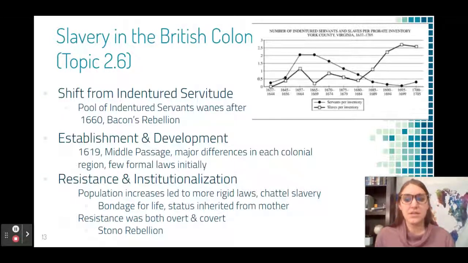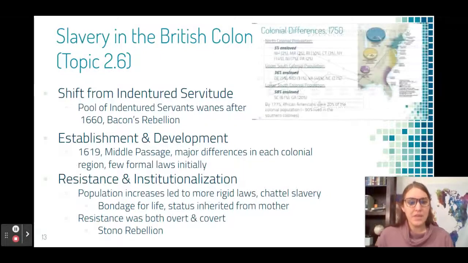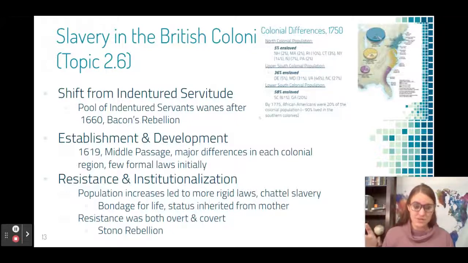Additionally important is going to be related to the establishment and development. So slavery in the colonies begins in 1619. And again, Jamestown is founded in 1607. So very shortly after the first colony is developed, we see the first African enslaved persons arrive. Understanding the Middle Passage and what is occurring on the Middle Passage is also important. So that's the journey from Africa to North America.